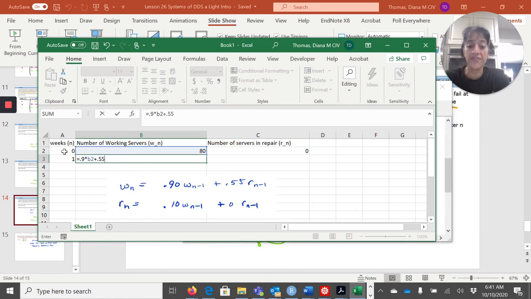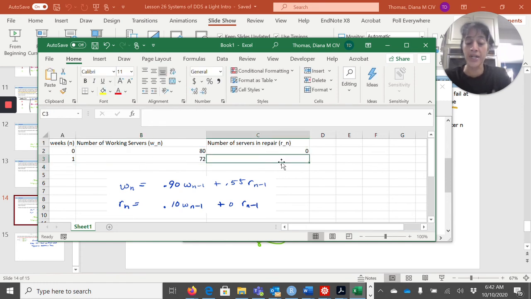Plus 0.55 times Rn minus 1. That's the cell before in the C column. That's C2. So that's my W sub N equation. Now you might ask, well, why don't I have $B$2, $D$2, all those things? Well, we're not worrying about that yet. And I don't think you actually have to worry about that. You're not scrolling, you're not changing parameters here. So right now, I'm just plugging in the 0.9 and the 0.55 would be things that maybe I have preserved over here so that I can change them and see the result.